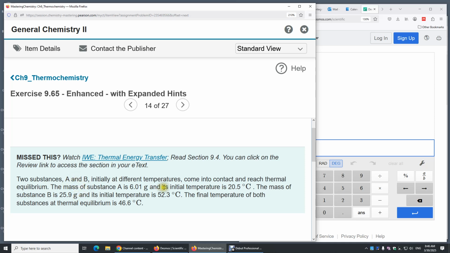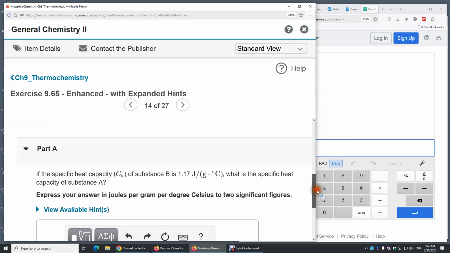The mass and initial temperature of A are given. The mass and initial temperature of B are also given. The final temperature is given. So what's missing? If the specific heat capacity of B is 1.17, what's the specific heat capacity of A?